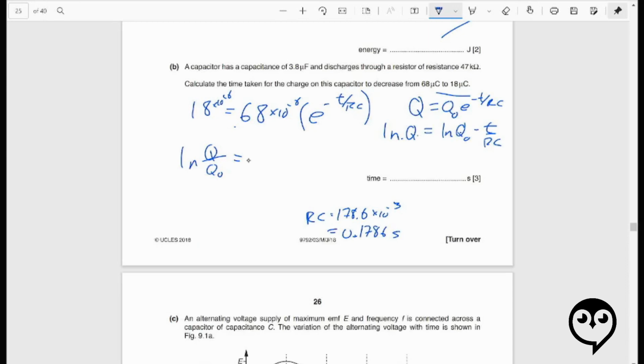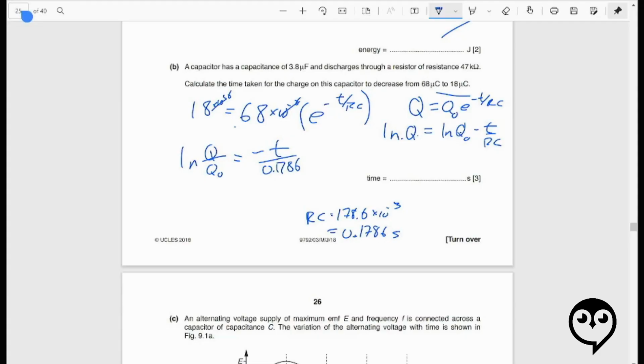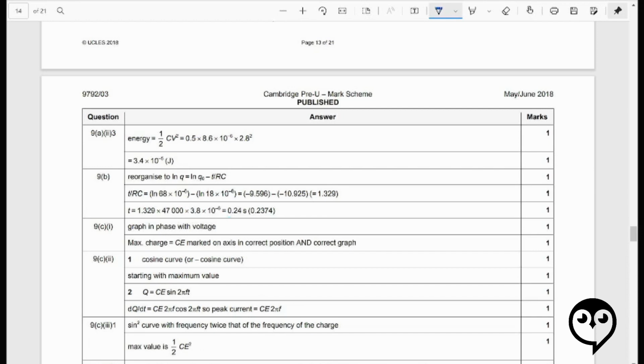Because the Q is less, right? And anyway, that's equal to t over this stuff, right? Now that's still negative. And now our 10 to the negative 6 is going to cancel out as well, isn't it? So 18 divided by 68. Okay, so it's 0.26 something, so I'll do ln of that. I get a negative 1.329. I'll multiply that by a negative 0.1786. I'll get a positive t, and when I do that, I get, let's say, 0.24 seconds. Right, good, lovely.